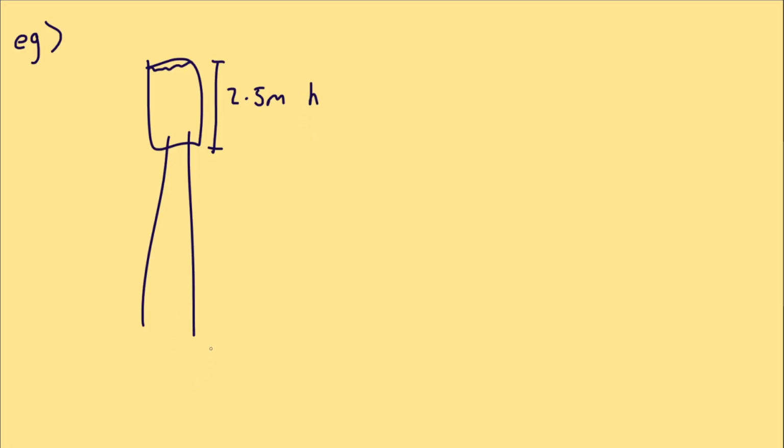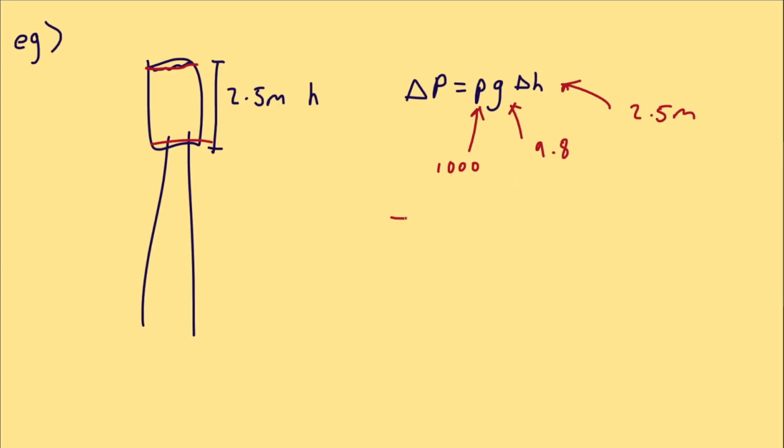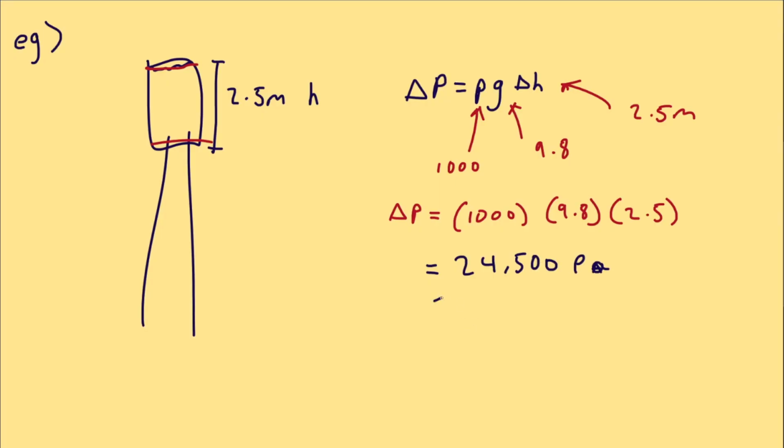Calculate the pressure difference between the top and the bottom. Let's use our new formula for change in pressure. Gravity is 9.8. Density for water is always constant since water is basically incompressible. And the change in height is 2.5 meters. Let's go ahead and solve. The change in pressure is 24,500 pascals, or in scientific notation, 2.45 times 10 to the power 4. That's the difference in pressure between the top and the bottom.